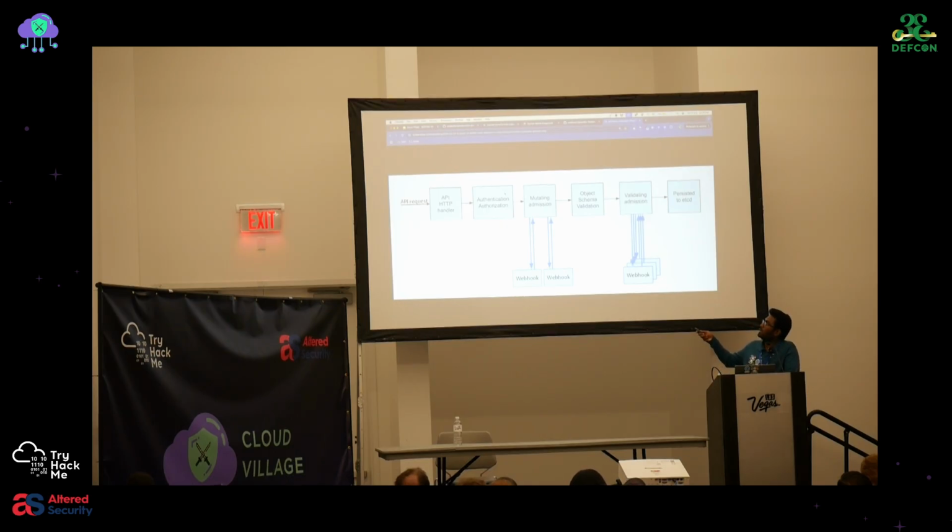Once that happens, there is something called a mutation webhook. This means you can also mutate the request. For example, someone sends a request with an image from Docker Hub, and you can replace the registry with an internal private registry so that they are not pulling from the official registries.